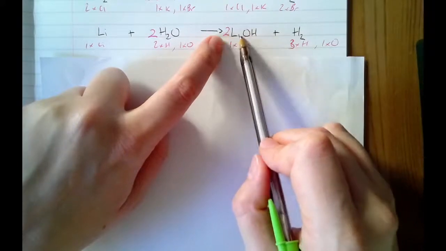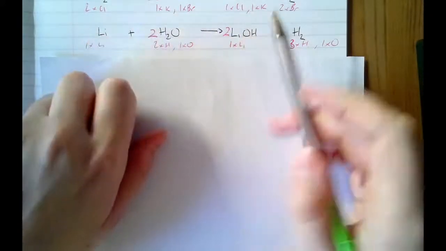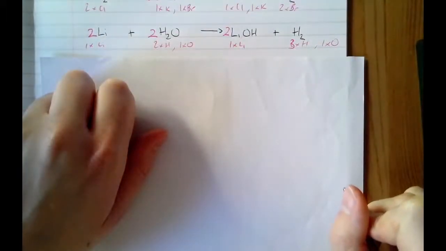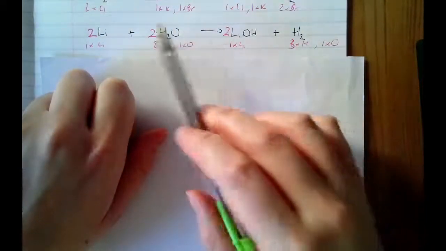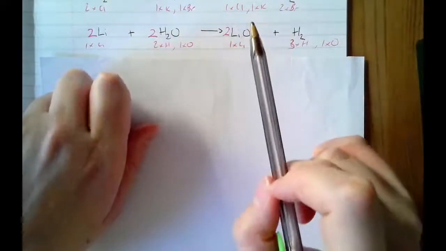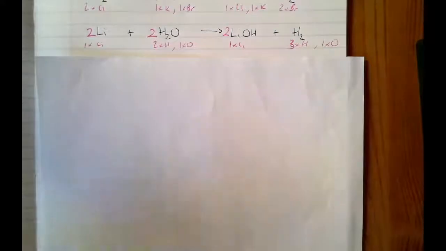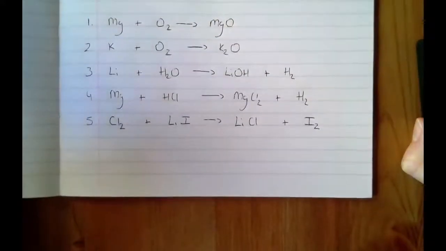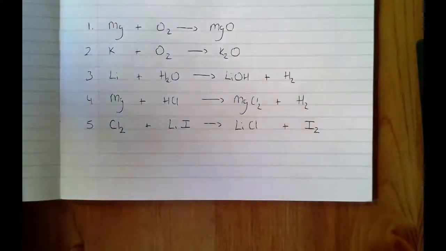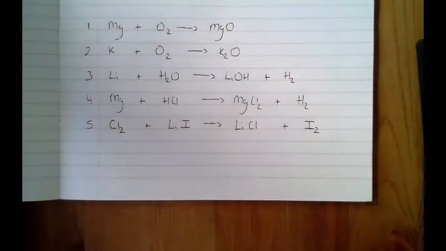But I've now got 2 lithiums on the right hand side and only 1 lithium on the left, so I need to put a large 2 in front of that lithium. Okay, so this one is slightly harder because you've got more species involved, but if you follow the same process, even if you need a bit of trial and error, you should hopefully be able to get there in the end. I'm going to give you 5 equations to do for yourself, so press pause, balance those 5, and then press play when you are ready to see the answers.